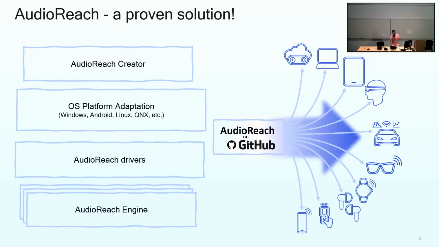Okay, and then the statement I'd like to make is Audio Reach is a proven solution. As you can see, Audio Reach has been deployed onto a wide variety of products that Qualcomm has market share in. And as you can see, it's a pretty wide range of devices or types of products with very different computing as well as memory capacities. So we believe that Audio Reach being able to deploy on all these devices is a proven solution.